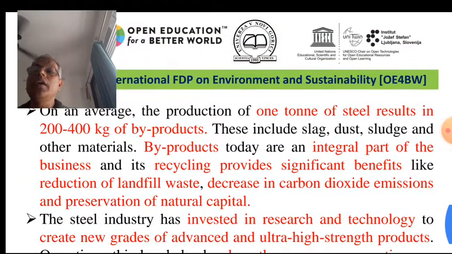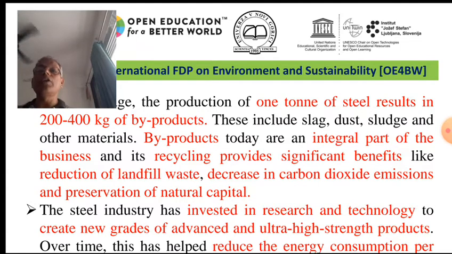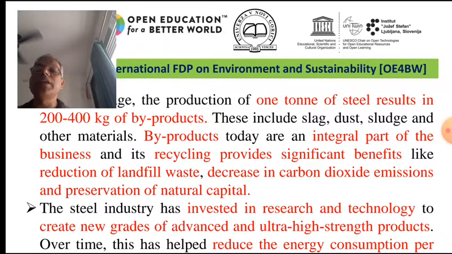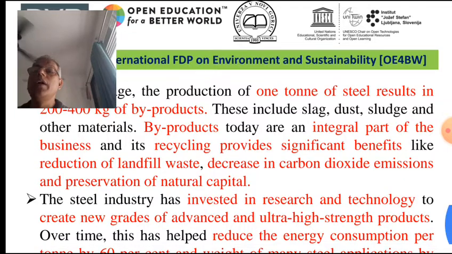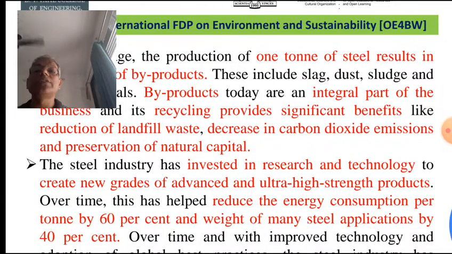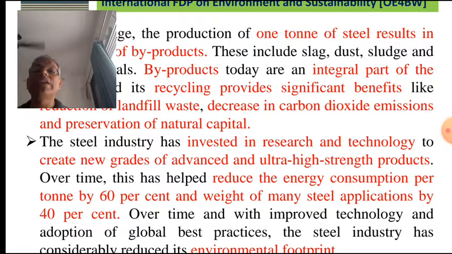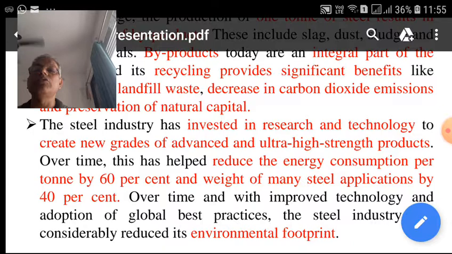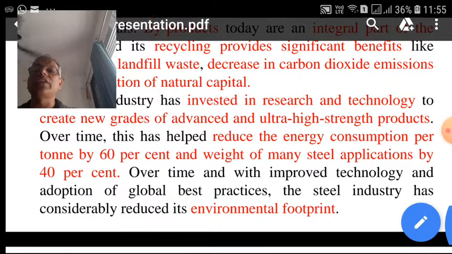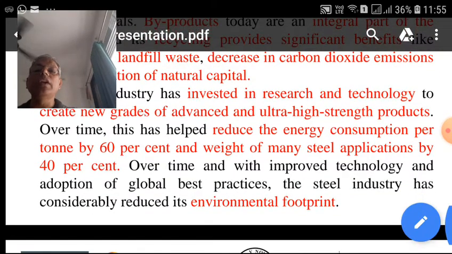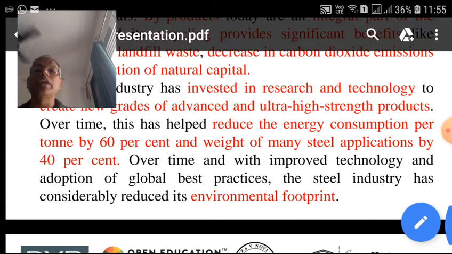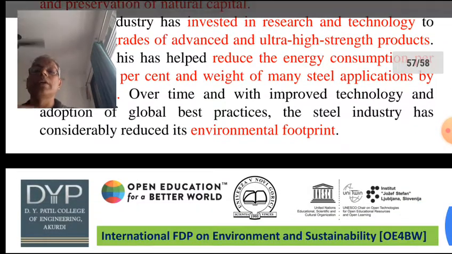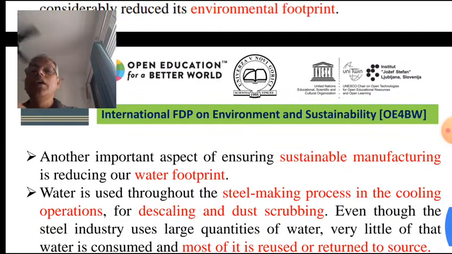So again, on average, the production of 1 ton of steel results in 200 to 400 kg of byproducts. This includes slag, dust, sludge and other materials. Byproducts today are an integral part of the business, and their recycling provides significant benefits like reducing landfill waste, decreasing carbon dioxide emission and preserving natural capital. So steel industries have invested in research and technology. So definitely we can reduce the energy consumption per ton, by 60% with mini steel applications and 40%. So environmentally, definitely we can reduce that.